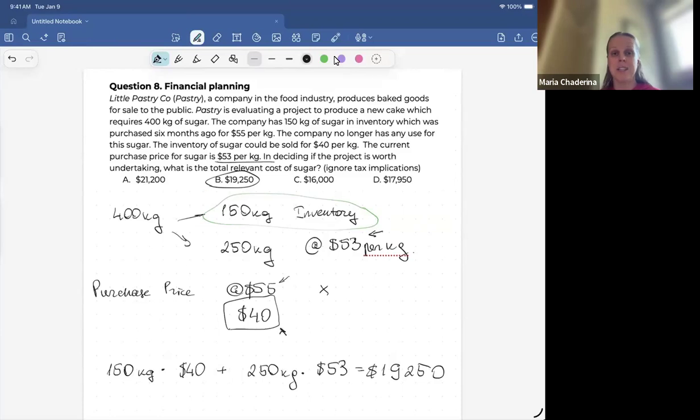So for items in the inventory that we already have, again ignoring tax implications, to understand what that value of the inventory is to us, we look at the liquidation value of that inventory. For how much can we liquidate that inventory? And this kilogram of sugar is $40. If we want to buy more units into inventory, we look at the current price that is prevailing in the market, which is $53. The historical price of $55 for this particular calculation is completely irrelevant.